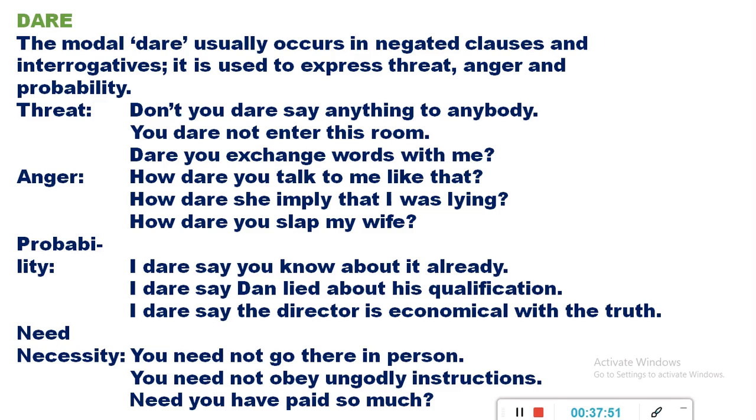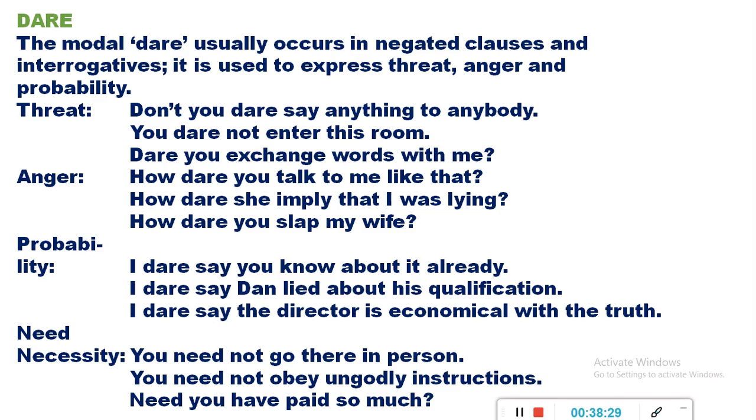Then we can also talk about a probable situation, probability. I dare say you should know about it already. I'm just guessing that you ought to know. I dare say Dan lied about his qualification. I'm expressing a probability, that it is probable Dan lied about his qualification. I dare say the director is economical with the truth. It's a probability you are just bringing up.